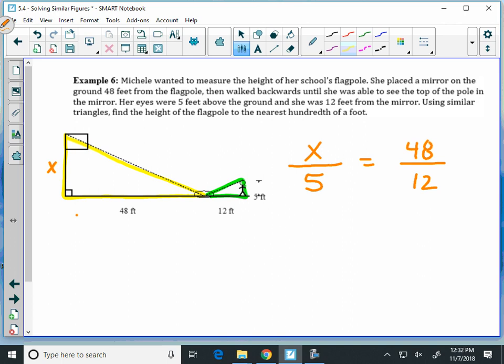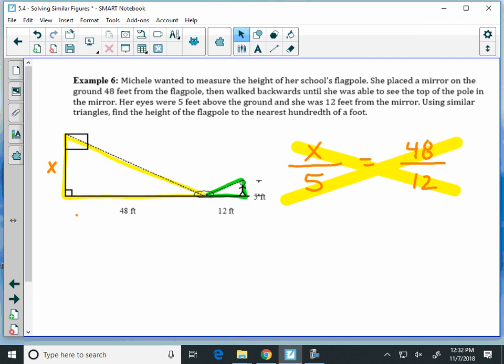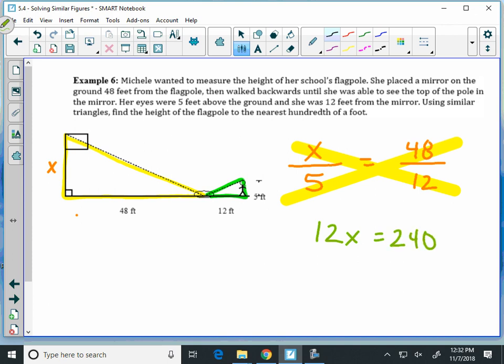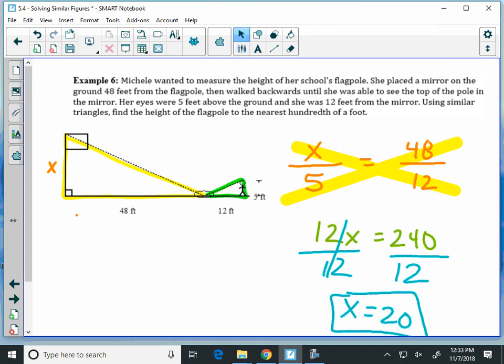And then you just multiply. Again, it's no different than what we've been doing. We have the diagram. You just have to read through your paragraph to figure out what you're solving for, and then mark that in your diagram. So cross multiply: x times 12 is, well, that's 5 times 48 is, what do we have to do with the 12? Good. And then what do we get? The height of that flagpole.